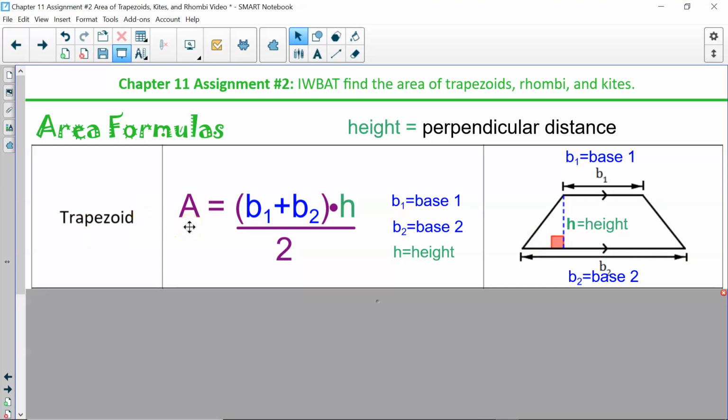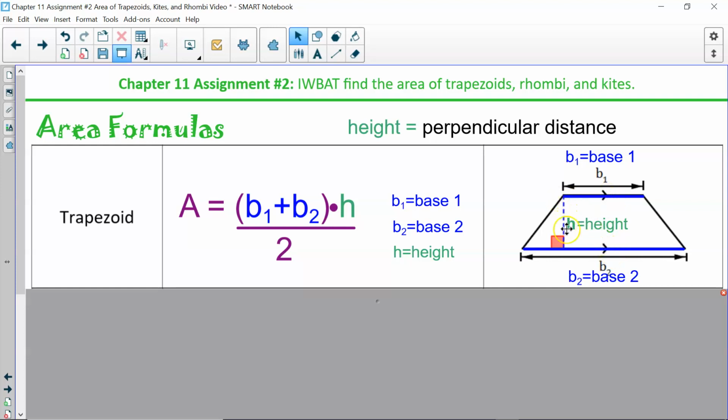The area formula for a trapezoid is b sub 1 plus b sub 2 times h, all divided by 2, where b sub 1 is my base 1, b sub 2 is my base 2, and h is the height. So in my little diagram here, I have drawn a trapezoid. I label one of the bases as b sub 1, the other base I label as b sub 2, and those are the parallel sides of my trapezoid.